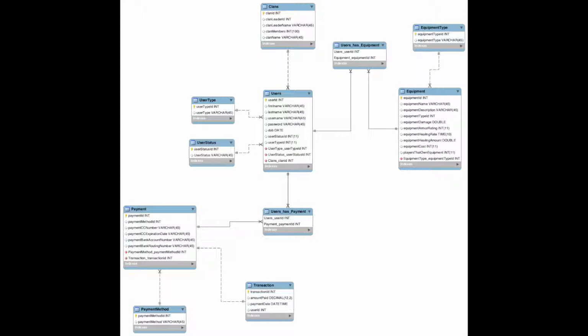All in all, I found this database to be interesting and fun to make, considering that I can use this in future projects.